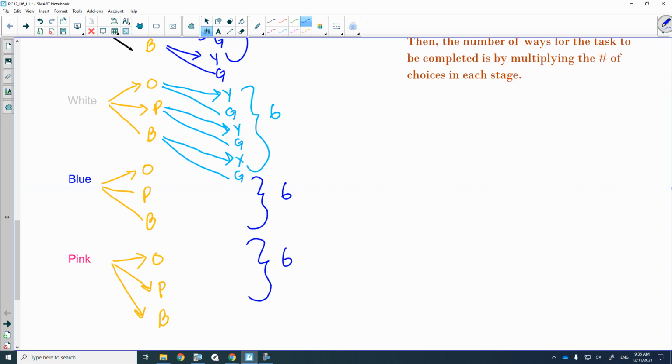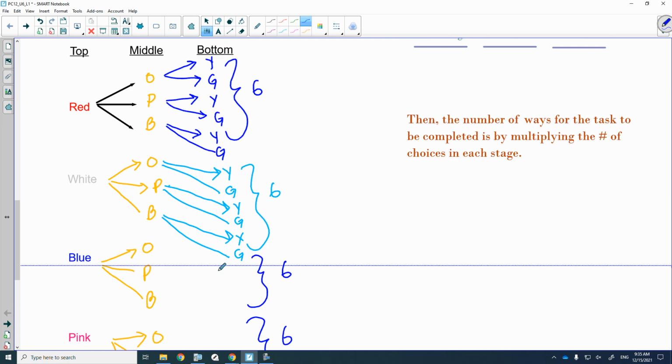The question is, how many total combinations of toys could you create? And that would be 24. If you add the 6, 6, 6, and 6, there are 24 possible combinations or 24 possible toys. Tree diagrams, you will not do on a test. On a test, you're going to use what's called the fundamental counting principle. And you'll find once you get the hang of it, it is way easier than a tree diagram.